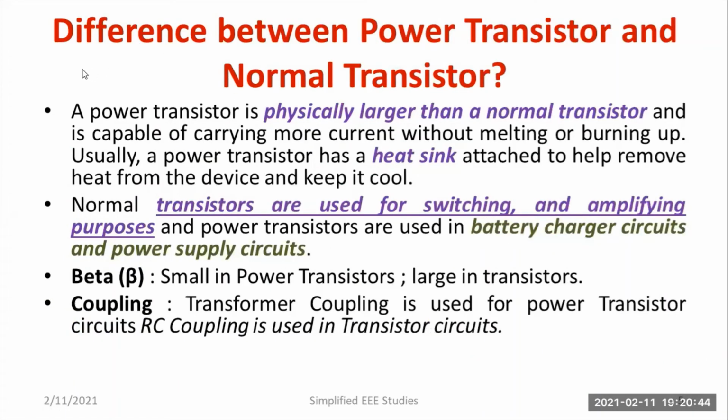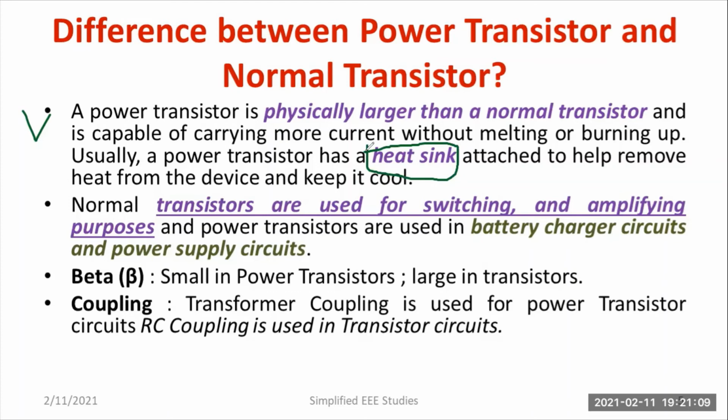Let me ask one more question. What are the differences between power transistors and normal transistors? First and foremost, I would like to inform you that the physical size of power transistors is larger compared to signal type transistors, because a bulk amount of heat will be generated from the power transistor. Therefore, a heat sink is unavoidable, especially for power transistors. But for signal type transistors, a heat sink is not mandatory.